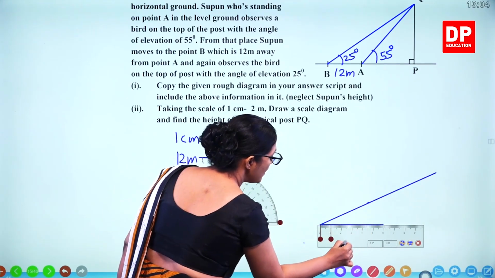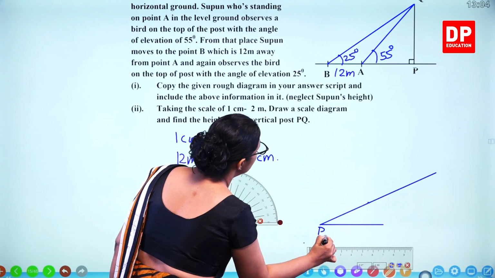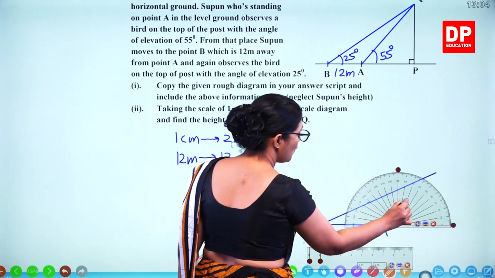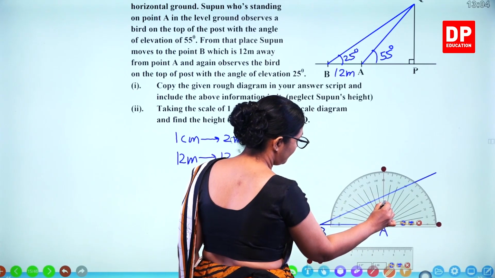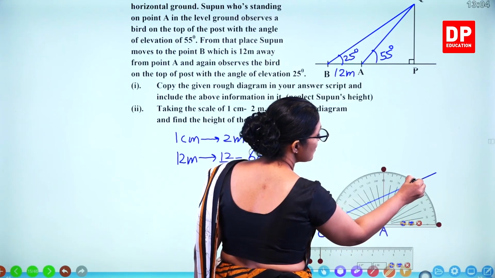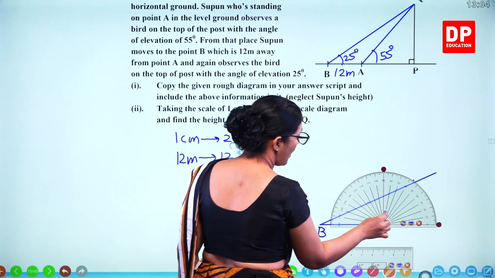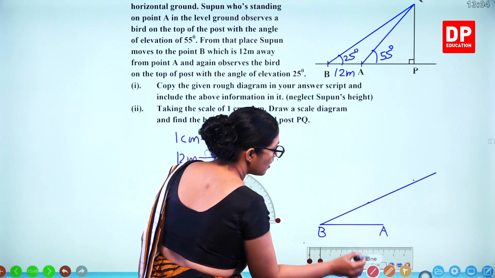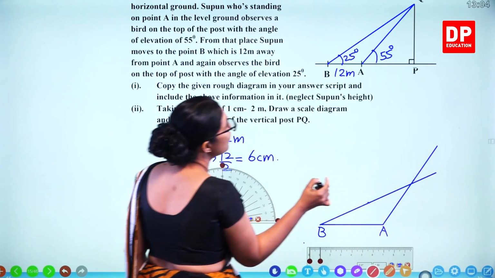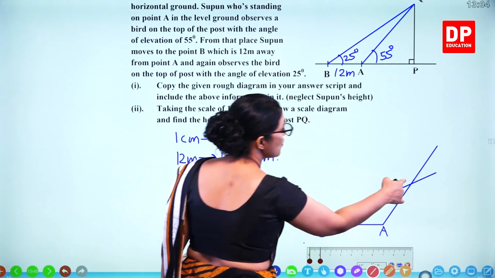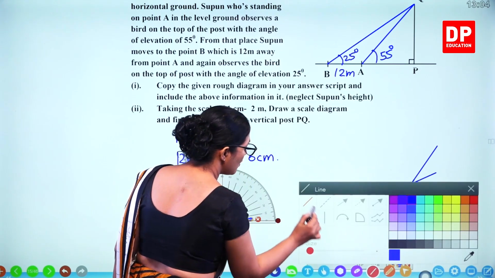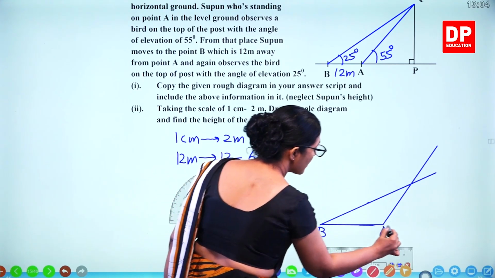And here is the point B, this is A. Now to A, you can measure 55. 55 from here. So this is this point. Now you can join this point and this value. So that one meets here. So that's the height of the building. So we'll extend this line.